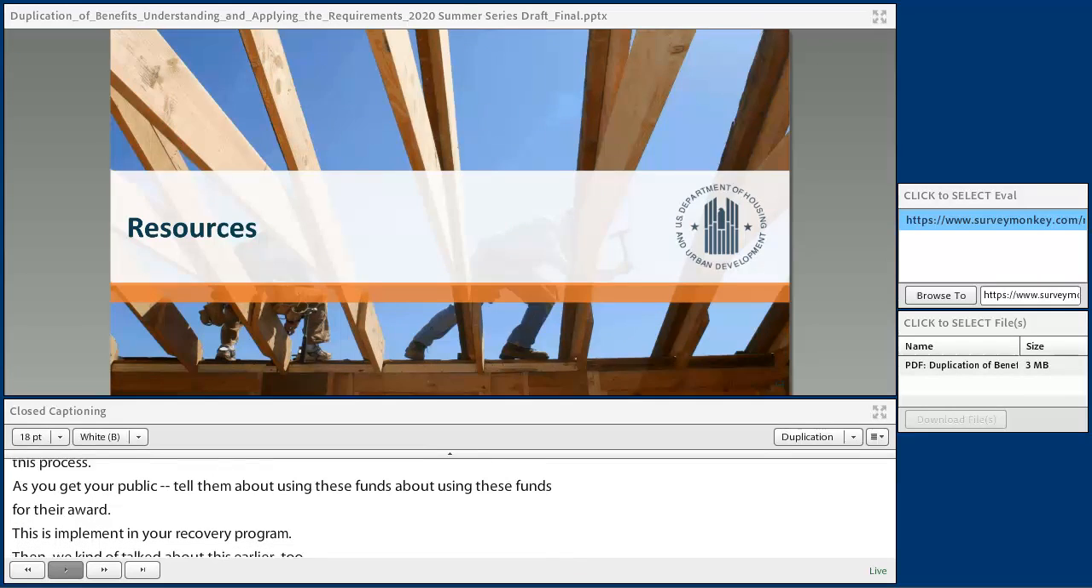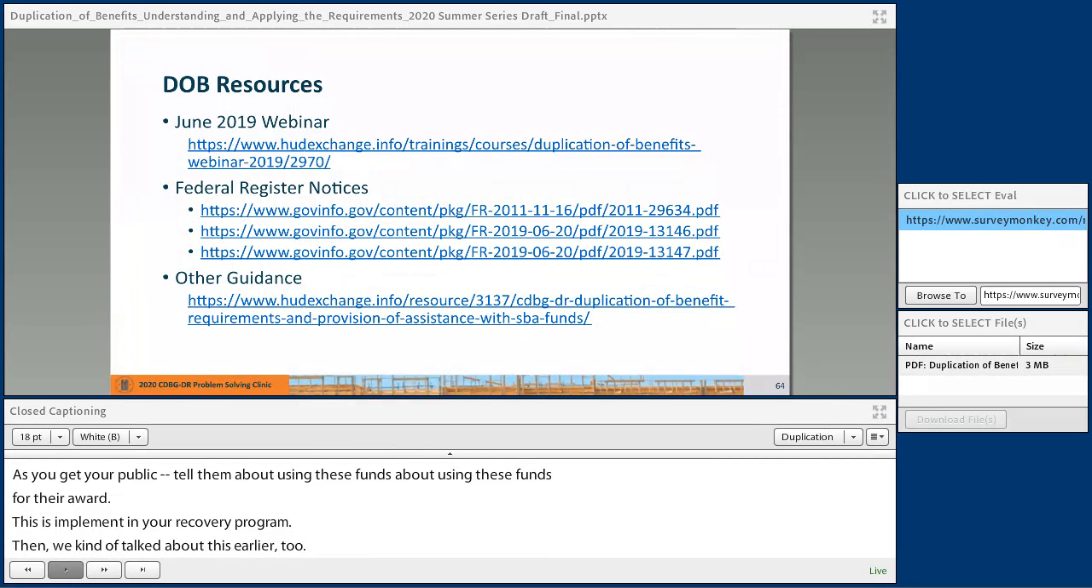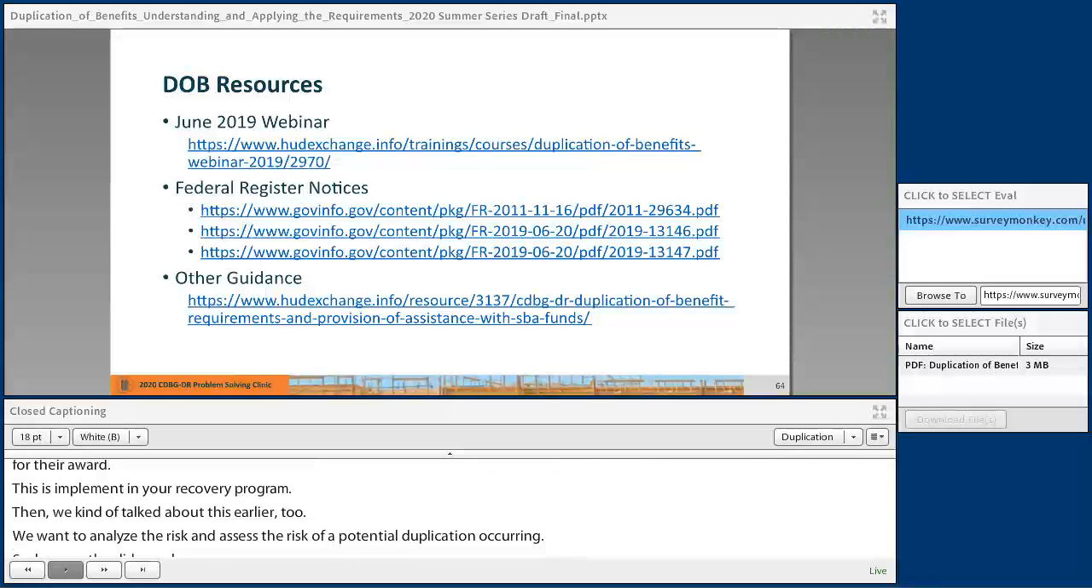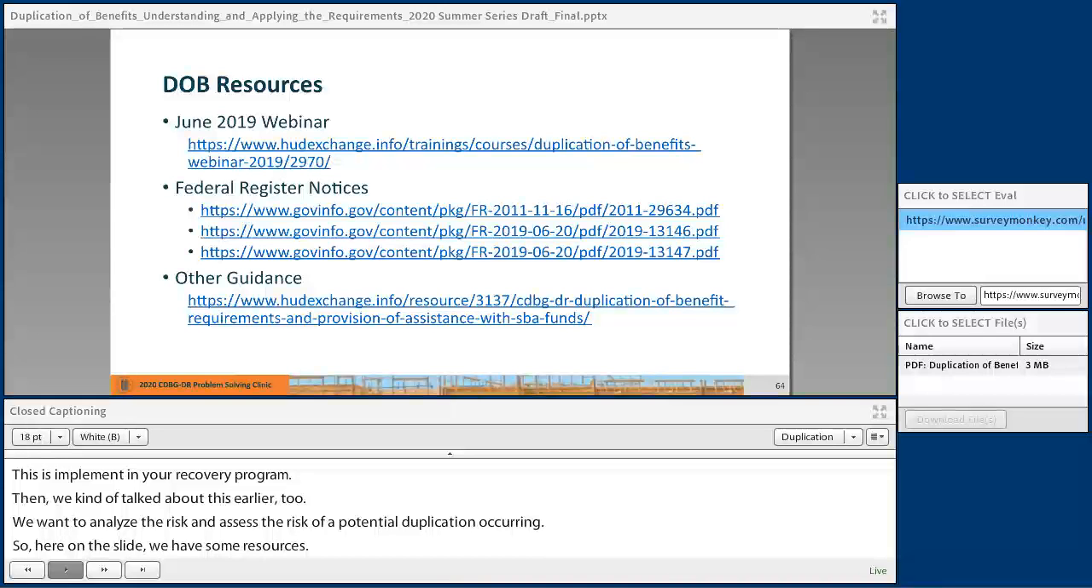And so here on this slide, we have some resources. These are previous webinars that we've done on DOB, the links to our Federal Register notices covering DOB, and some other guidance that you can view.